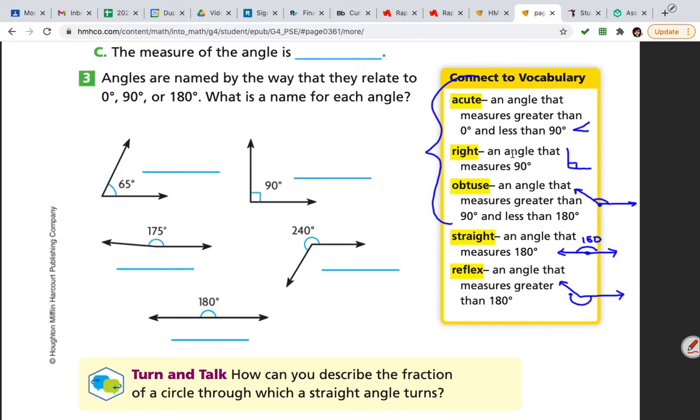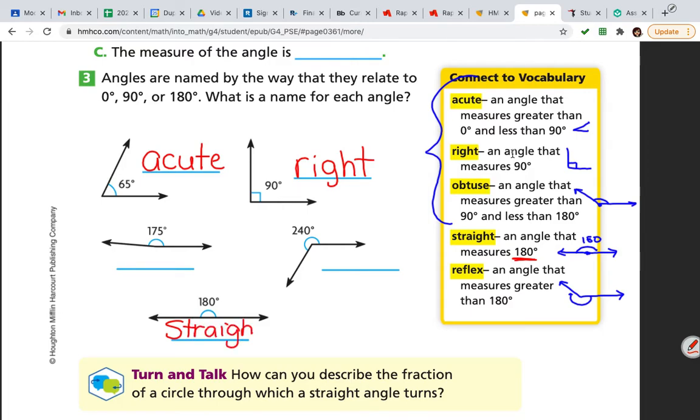This first one right here, 65 degrees. This is an acute angle. Acute is less than 90 degrees, but more than 0. The next one is a right angle. This one, it's 175. That is not a straight angle. Straight angle has to be 180. So this one right here, this is a straight angle.